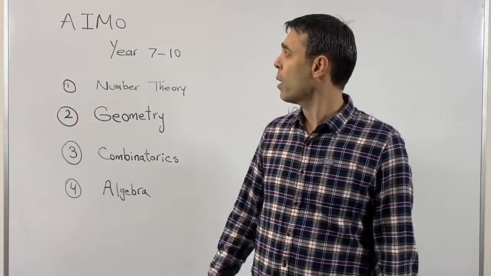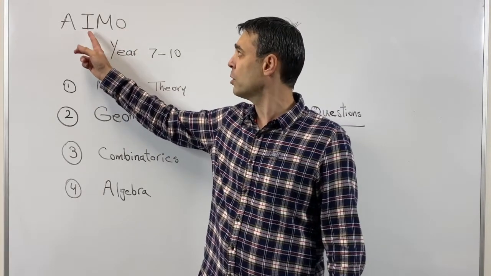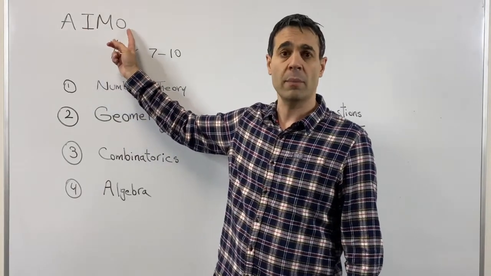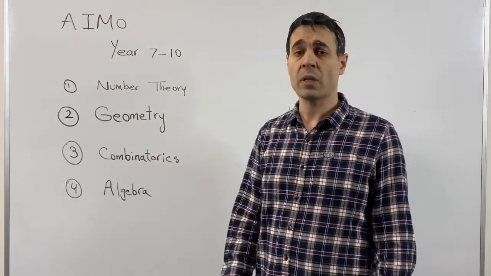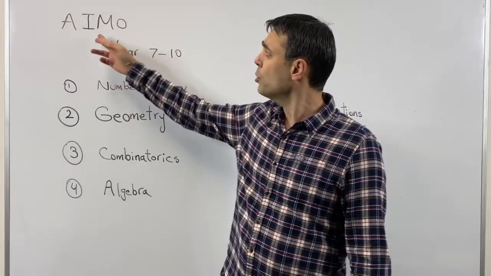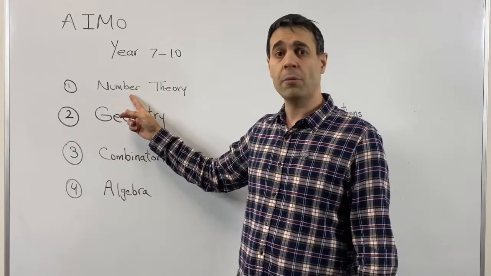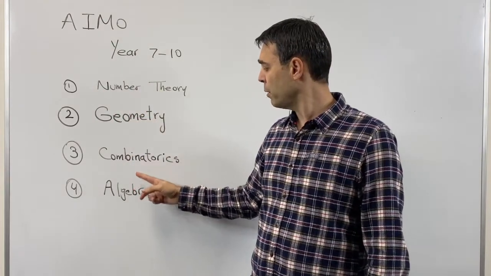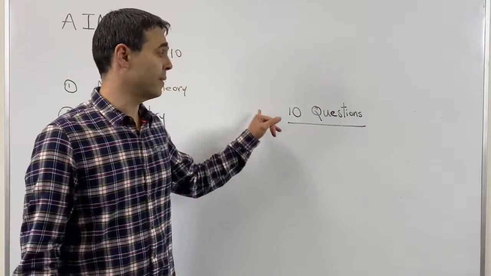Today I want to talk about the AIMO exam, which is the Australian Intermediate Mathematics Olympiad. And as the name says, it is for students in year 7 to 10. Now, the structure of AIMO consists of 4 topics: number theory, geometry, combinatorics, and algebra. And the whole exam has 10 questions.